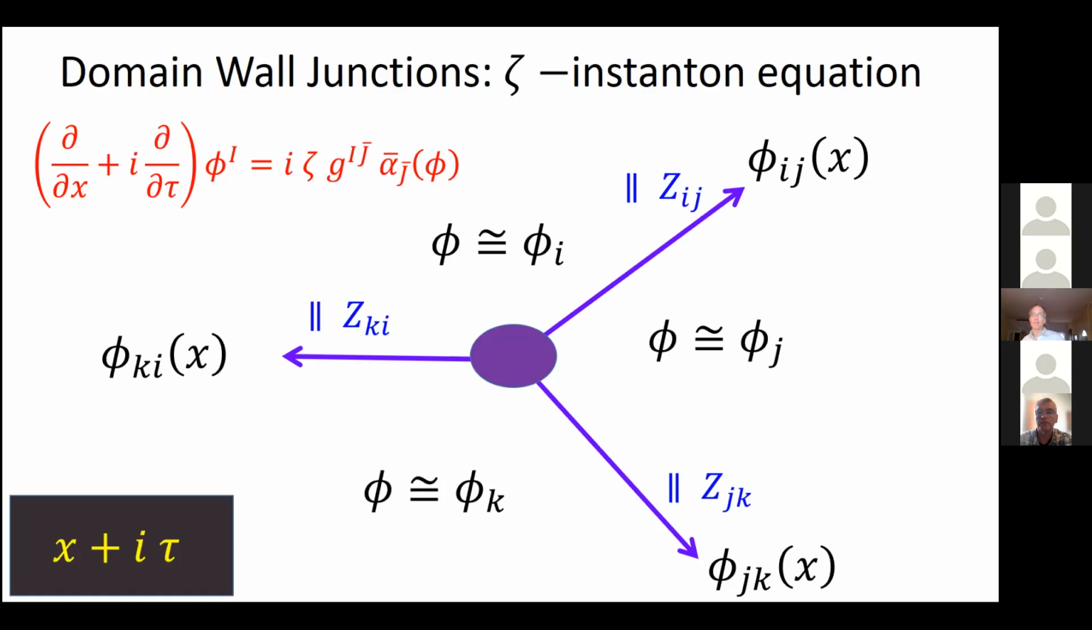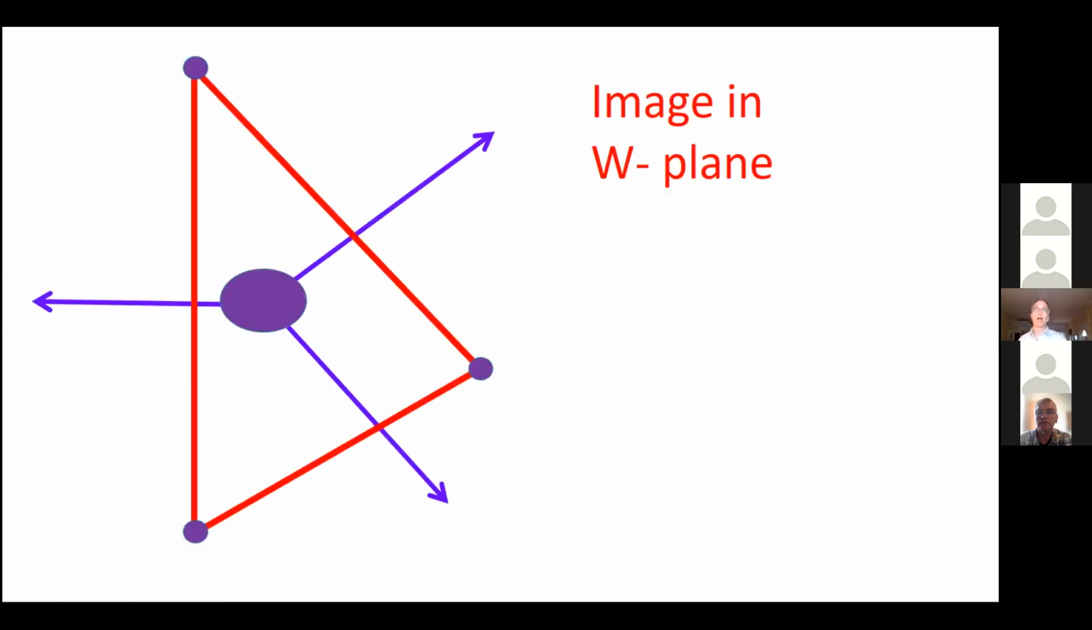So if I have a classical phi ij soliton, I can say exactly how the field in the x tau plane evolves as I go from the I angular sector to the j angular sector. Now notice in order for this to work, the central charges have to have phases which are clockwise ordered, zij, zjk, and zki. And beautifully, the image in the W plane of a solution of the zeta instanton equation fills in this polygon.